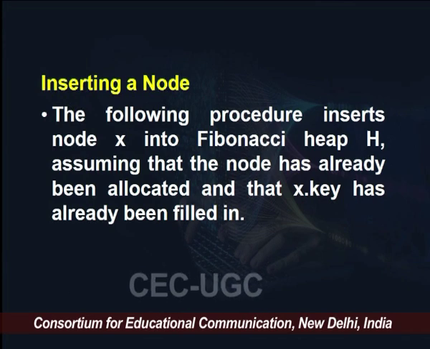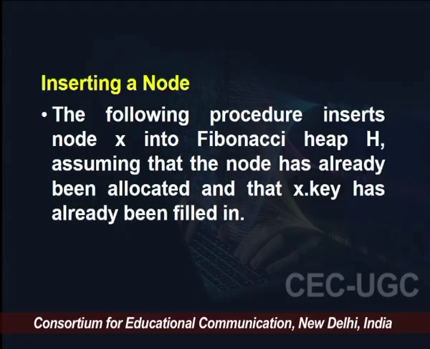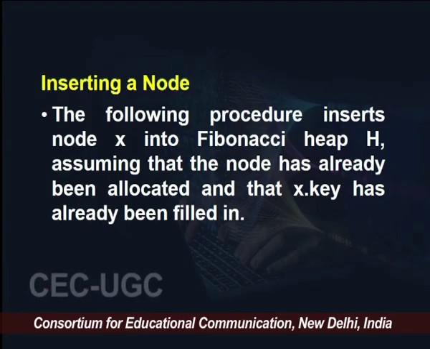While inserting a node, we will have two parameters in this insert function. One is the heap, the Fibonacci heap in which you want to insert that node, and the second is the node x. In this insertion, the assumption is that the node has already been allocated and x dot key has already been filled in, and then we will write a procedure to insert a node x into a Fibonacci heap h.